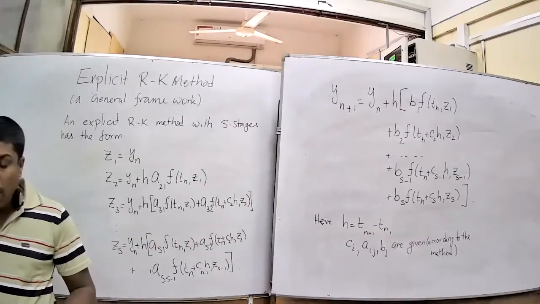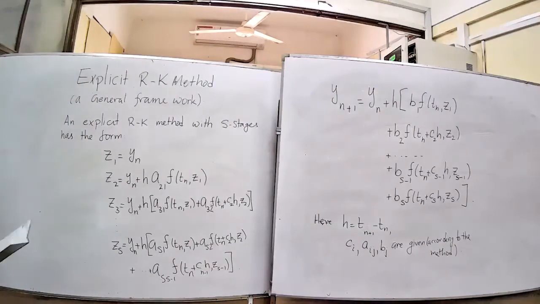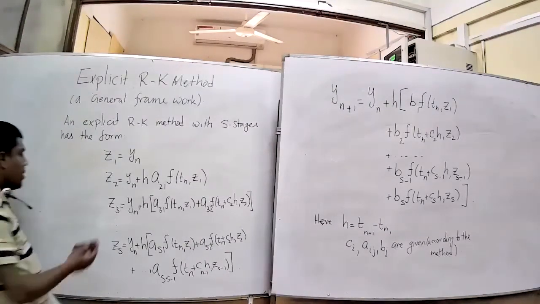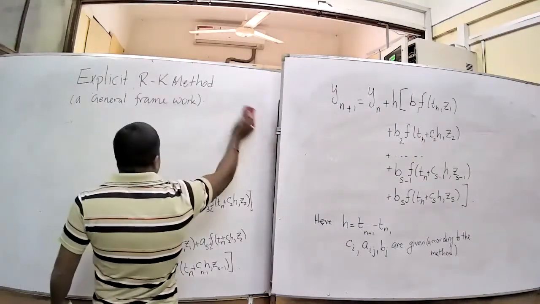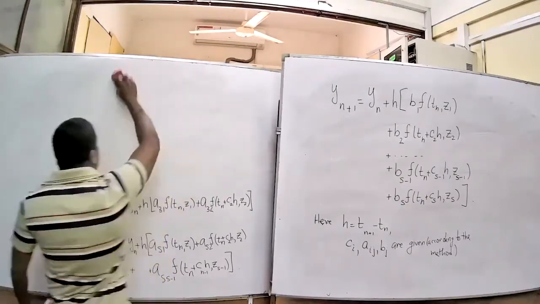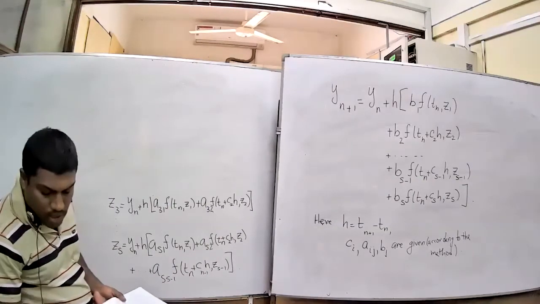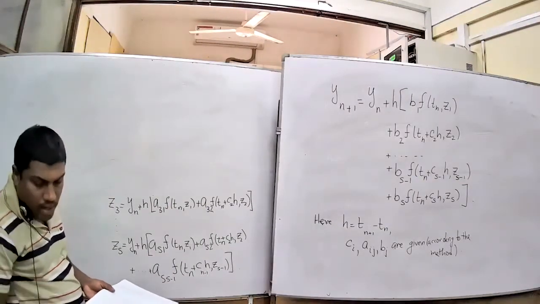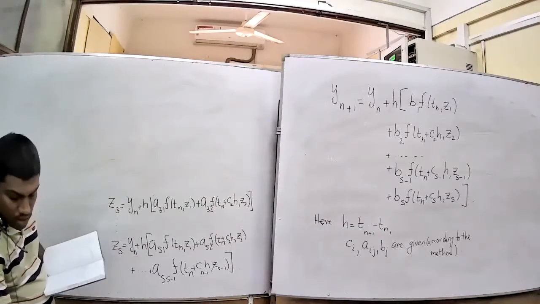So now we try to simplify this into a simplified form, right? Because writing this in a lengthy form is difficult in terms of computation. So let us try to write it down in a more simplified form, right?